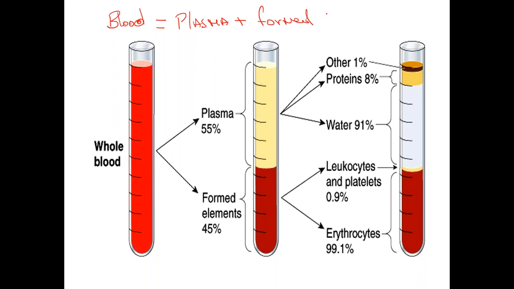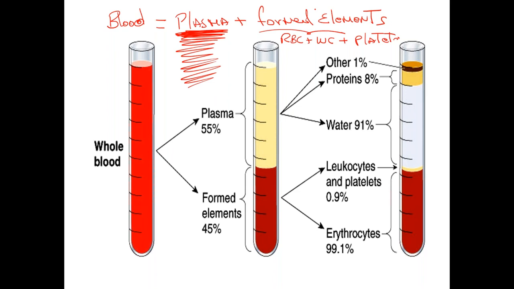What are the four formed elements? The formed elements are the red blood cells, the white cells, and the platelets. So don't forget the plasma. Plasma plus formed elements, so all this is together.